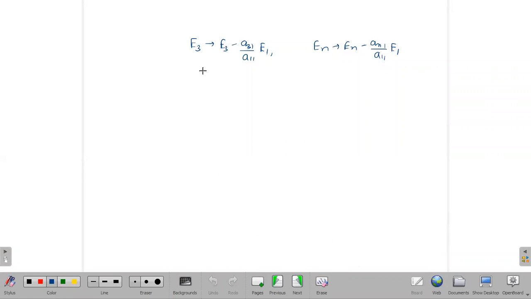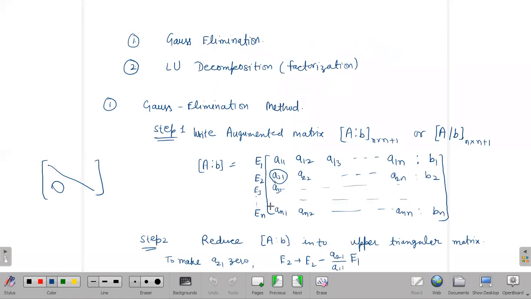So if I write in general, that is Ej, suppose I want to make Aj1 zero. So I will use Ej minus Aj1 by A11 with the help of the first row only, E1. So in this full operation, j starts from 2, 3, 4 and so on up to n. So this operation will give you these elements zero, the first column entries zero.